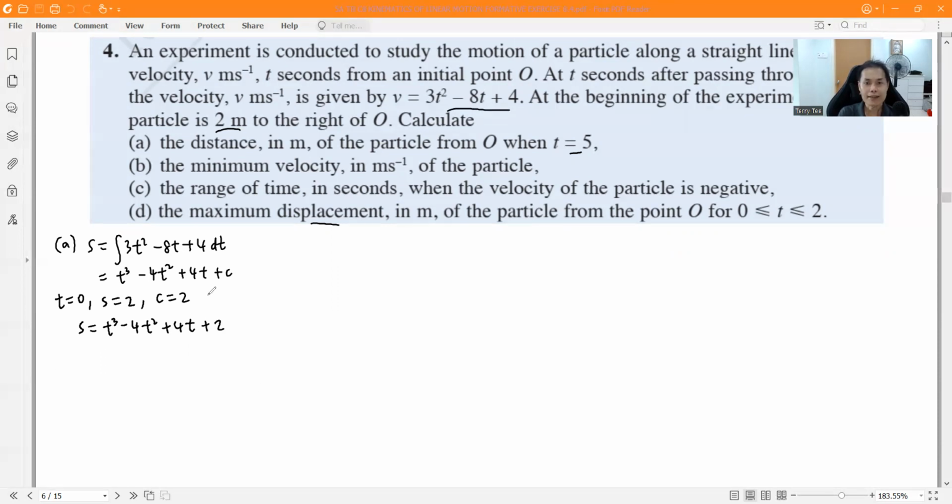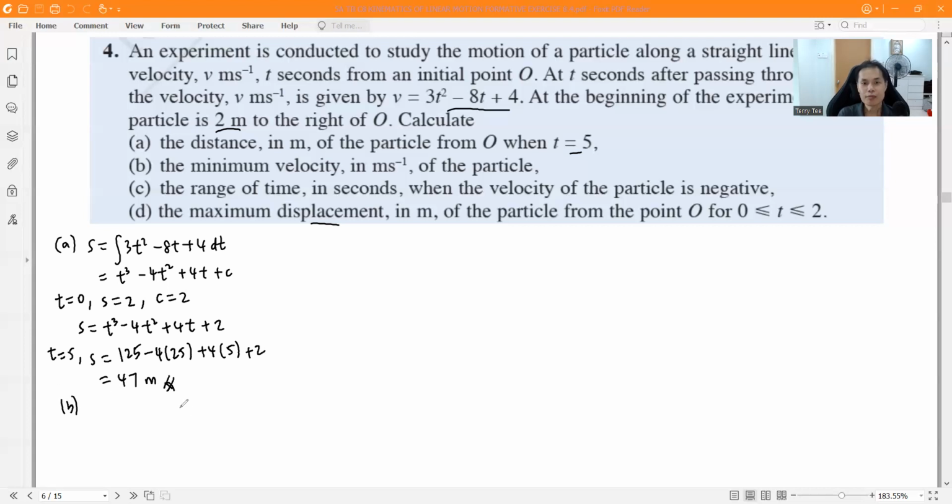All right, I need to substitute t with 5. Let's put 5 inside. 5 cubed is 125. 5 squared is 25, so 4 times 25 is 100. 4 times 5 is 20. So this is 125 minus 100, which is 25. 25 plus 20 would be 45. 45 plus 2, you should get 47. Yeah, 47. Okay, this is only part A.